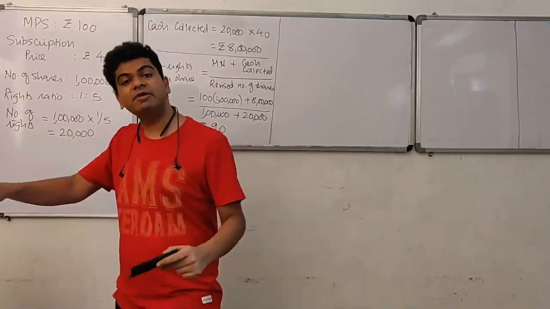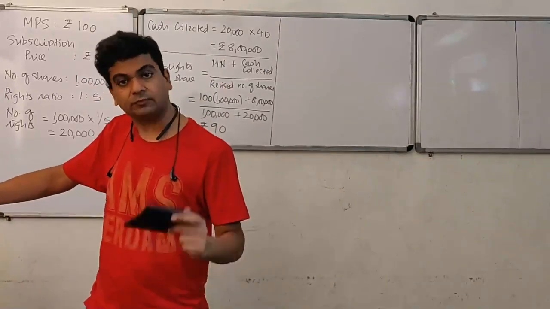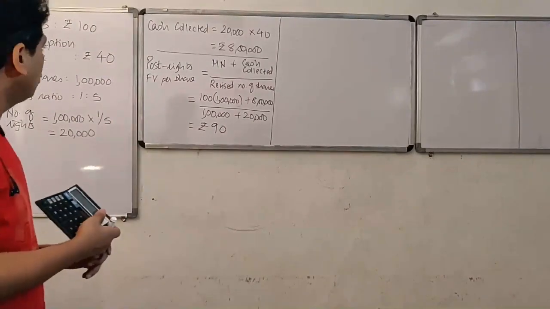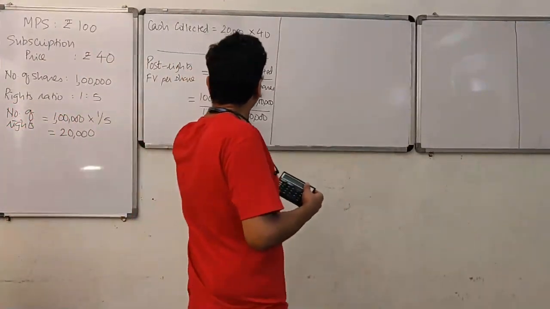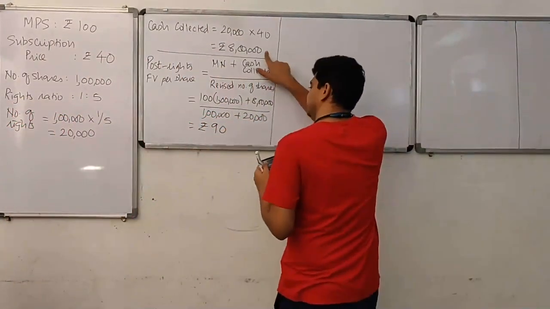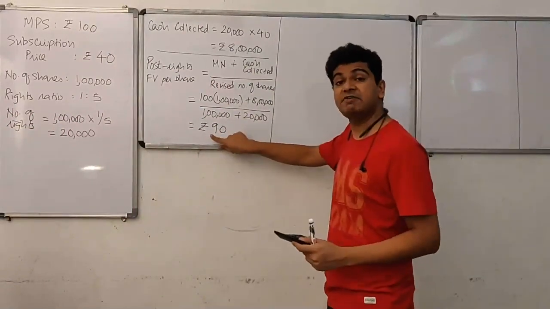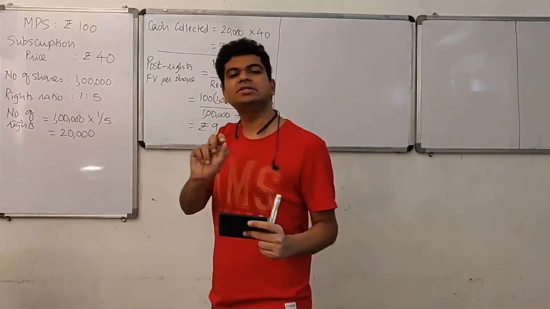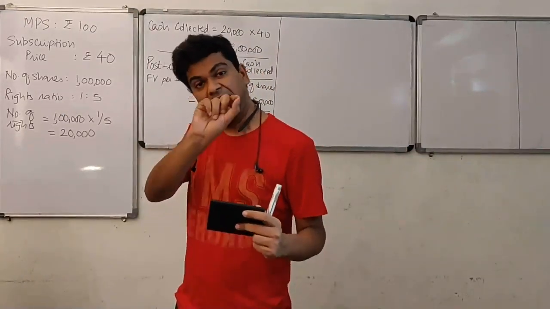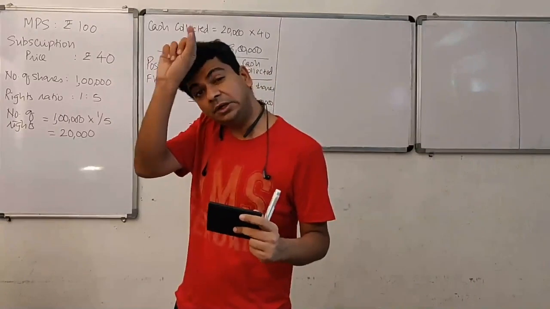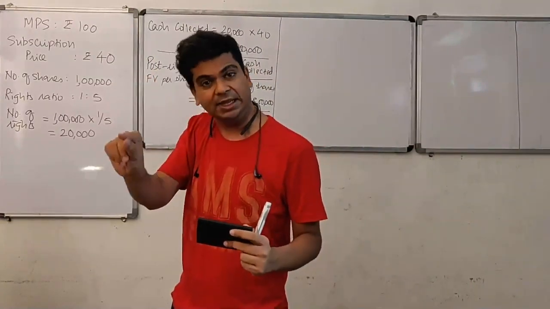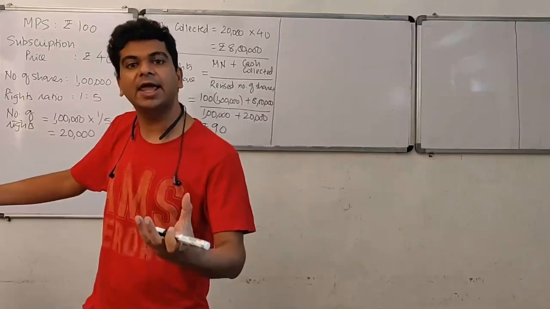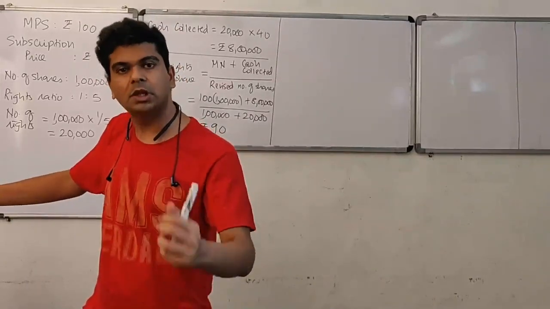Let's figure out how we will get the bonus element. Now, just ask yourself, what is the total cash that you collected? The total cash that you collected is 8 lakhs. And we know that the post-rights fair value is going to be rupees 90. So we ask ourselves this simple question: if you had issued the shares at the true value of 90, how many shares would be required to be issued to collect 8 lakhs of rupees?